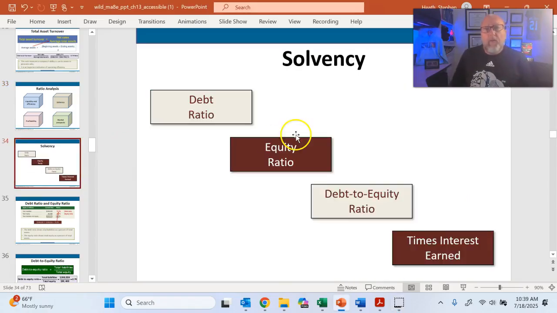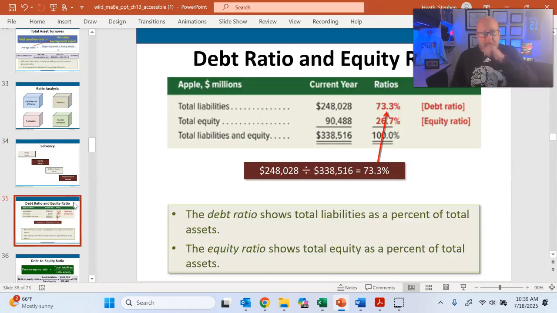There are four generally accepted ratios that I'm going to go through. The first one is the debt ratio, and the debt ratio is total liabilities divided by total liabilities and equity, or total liabilities divided by assets, either one, right? So in this particular example, we have a debt ratio of 73%, meaning our total liabilities are 73% of our total assets, or our total liabilities and equity.